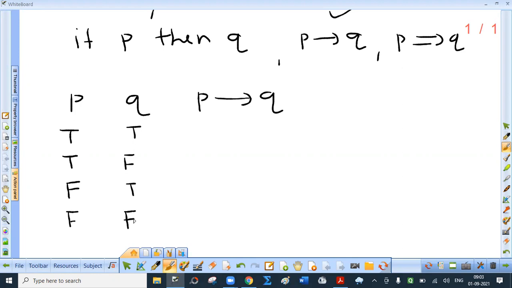You have to remember that truth cannot imply false. Truth cannot imply false. Now, first combination, truth is implying truth, yes. In the second case, truth is implying false, not allowed, so false. Now, false can imply anything. That is why this is true. I hope this is clear to you.